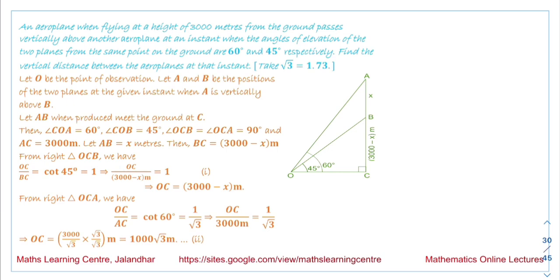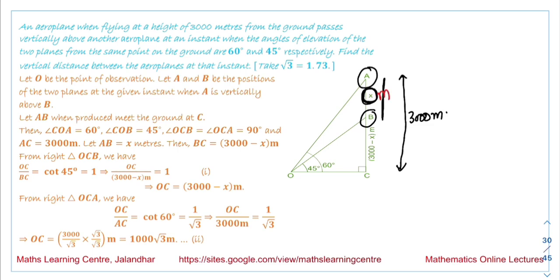So we are saying two aeroplanes are there. One is this aeroplane A and one is this aeroplane B, and at some instant of time one aeroplane is above the second aeroplane, and the height of aeroplane A is given to be 3000 meters. Suppose the difference between their heights is x meters. We are talking about this difference, it is x meters.